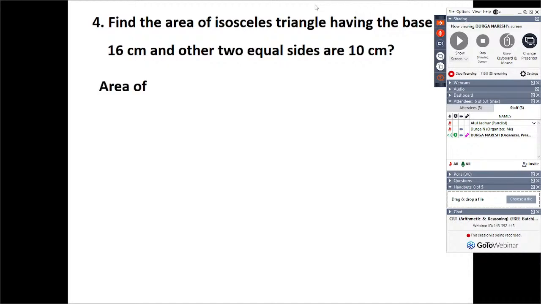What is the direct formula for the isosceles triangle area? B by 4 into root of 4A squared minus B squared. You just have to substitute the values. Every problem depends on the formula only, first of all.